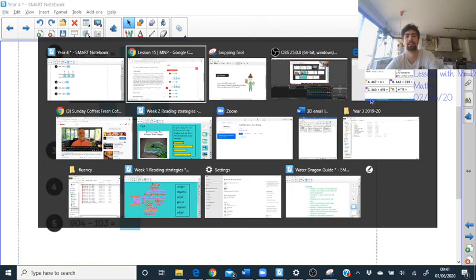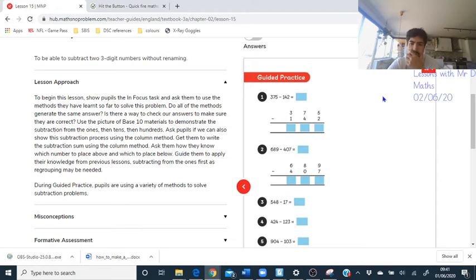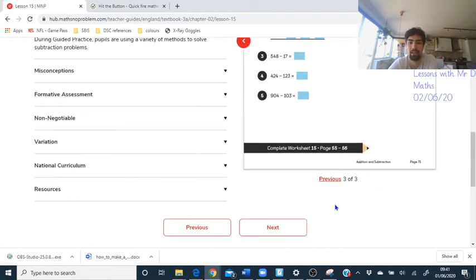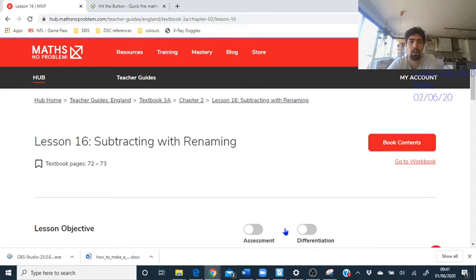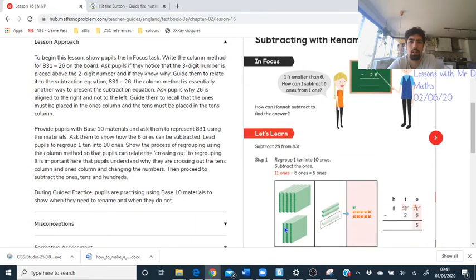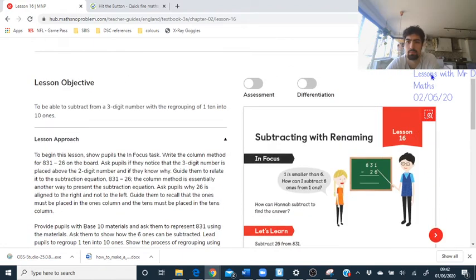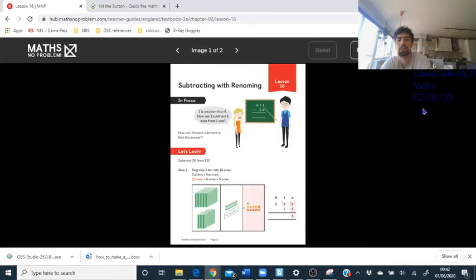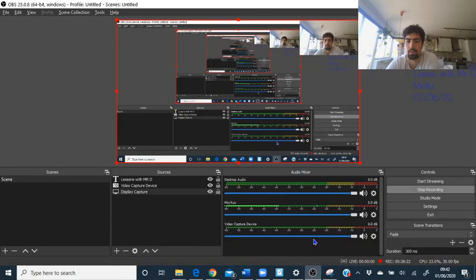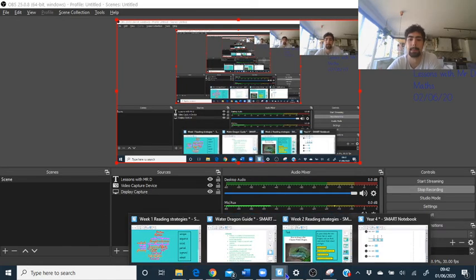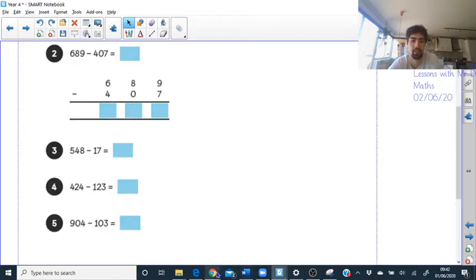Super, we'll go on to something a little bit trickier now. Some, not regrouping, but renaming. Let's see how we're doing. Right, I'll quickly whiz through this and then I'll let you guys have a go.